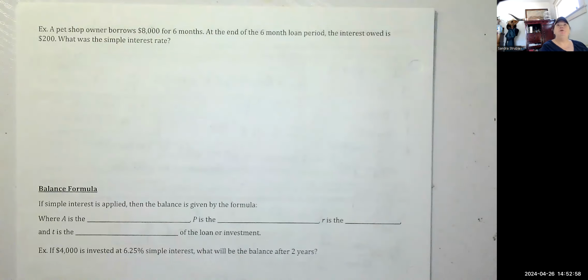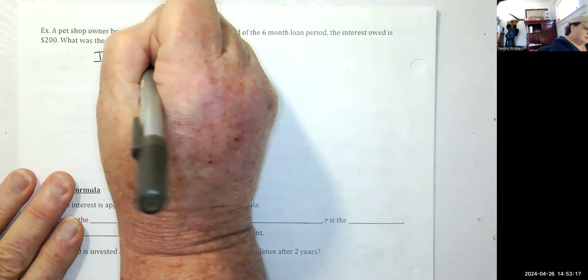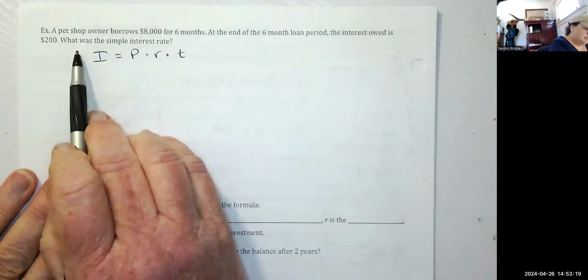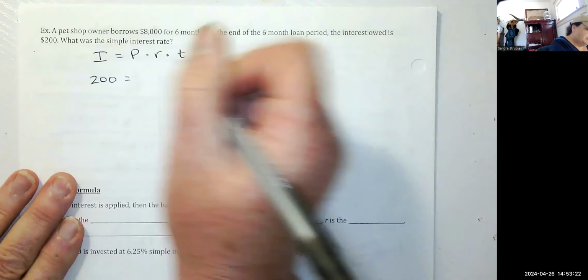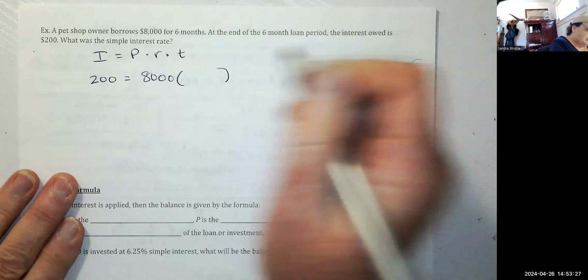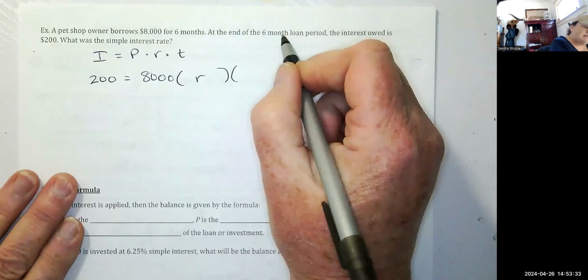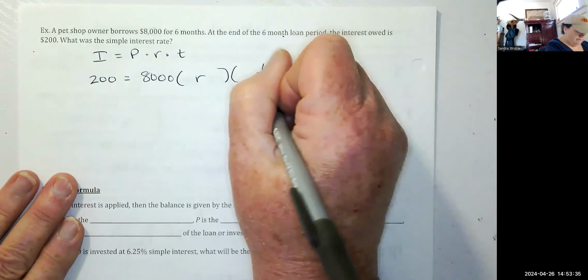All right, a pet shop owner borrows $8,000 for 6 months. At the end of the 6-month loan period, the interest owed is $200. What was the simple interest rate? Now we're looking for the percent. So I is equal to P times R times T. The interest was 200. The principal was 8,000. And we're looking for the rate, and time was 6 months out of a year, so 6 out of 12.